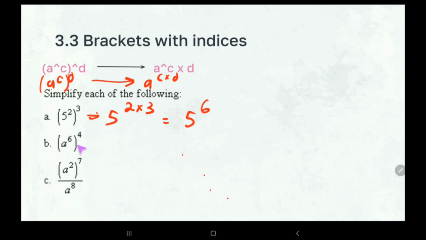Same as this one. So 8 to the power of 6 to the power of 4, it will be 8 to the power of 6 times 4, which is 24. So it is 8 to the power of 24. Now this one is a little tough, so if you can solve this, I suggest you pause the video and solve it first, and I'll solve it after some time.